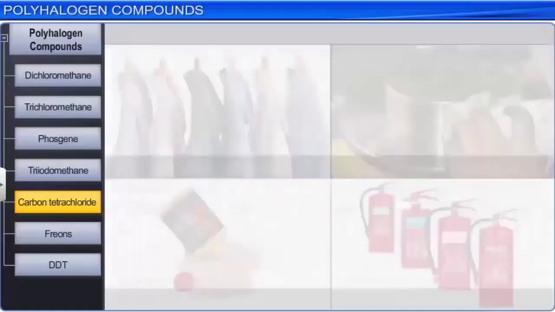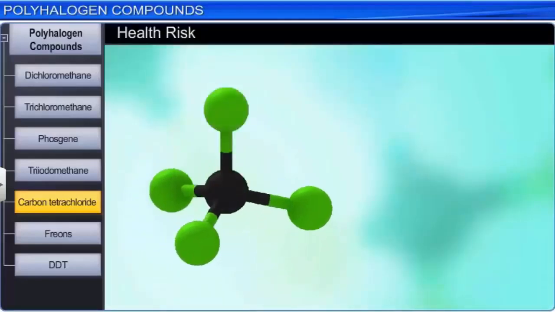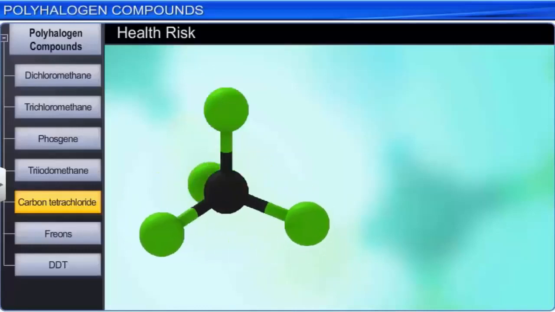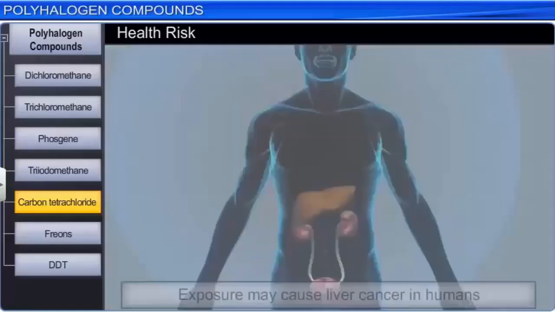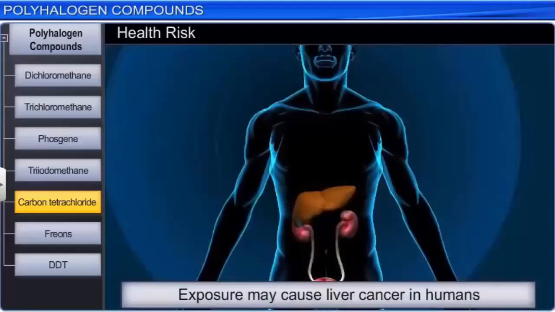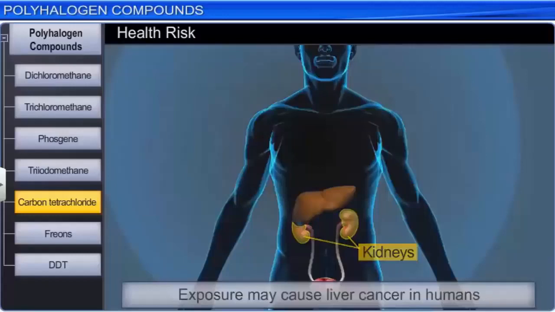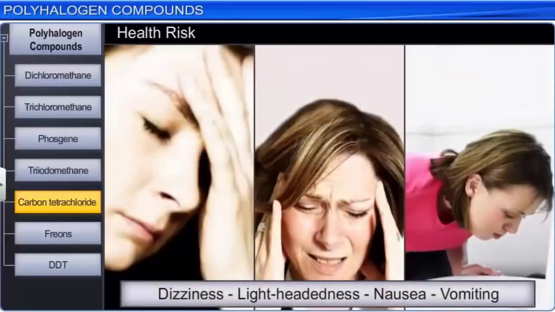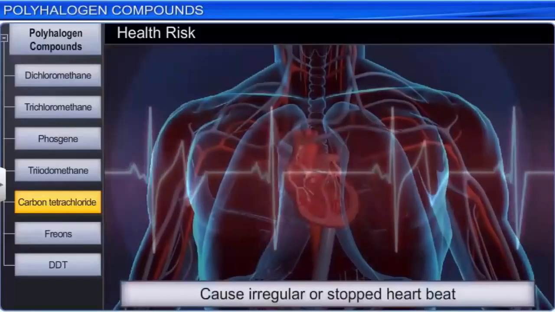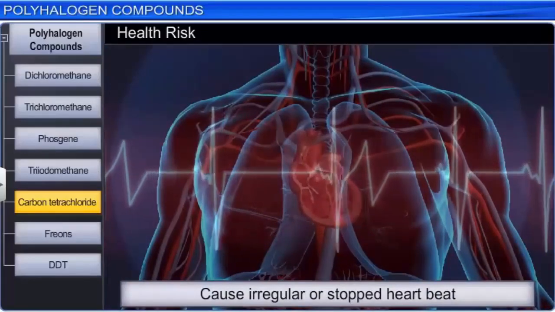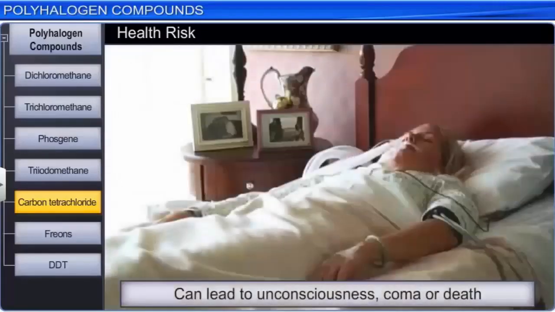The health risks associated with carbon tetrachloride are very serious, as the substance is a suspected carcinogen. Chronic exposure to carbon tetrachloride may cause liver cancer in humans. Kidney damage is also a risk. The side effects of exposure to carbon tetrachloride include dizziness, lightheadedness, nausea, and vomiting. It causes eye irritation and may lead to an irregular or stopped heartbeat. Continued exposure can lead to unconsciousness, coma, or even death.